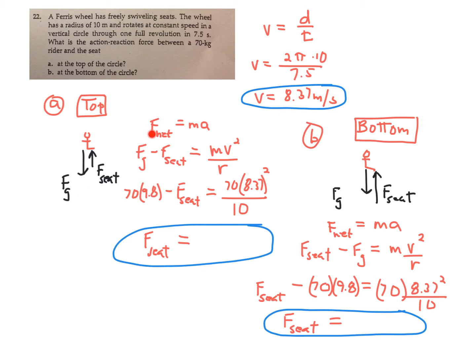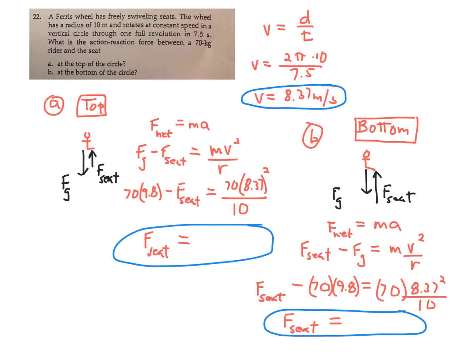But bottom line, Newton's second law, F net equals ma. F net is the bigger force, force of gravity, minus the force of your seat, is the net force, equals mv squared over r, because acceleration is v squared over r, centripetal acceleration. So force of gravity is your mass times 9.8, minus the force of seat, which we're looking for, is mv squared over r. Solve for force of seat.